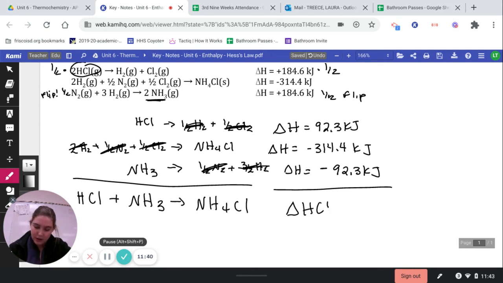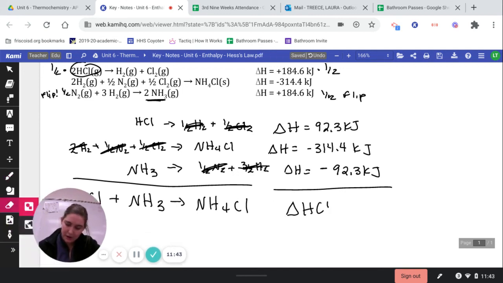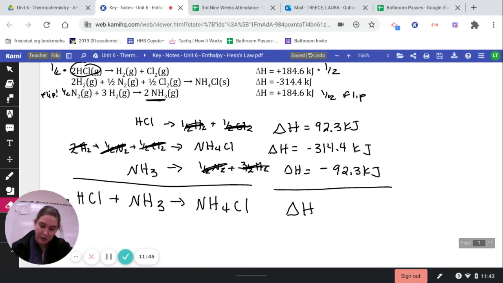So then I can just add up all my delta H's after I've manipulated them. I was going to write delta HCl. I don't know where that came from, guys. I'm losing it. And I get the delta H of my overall reaction would be negative 314.4 kilojoules.